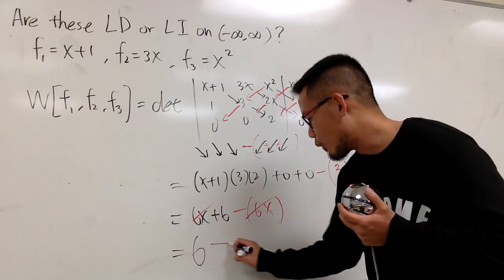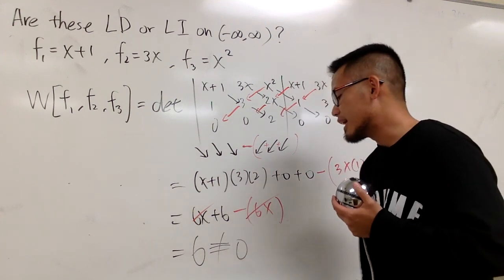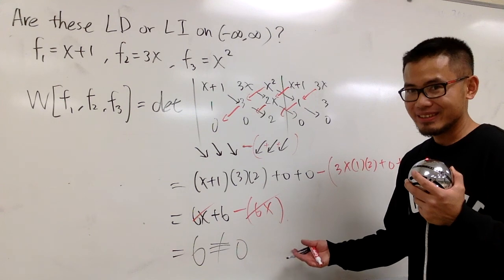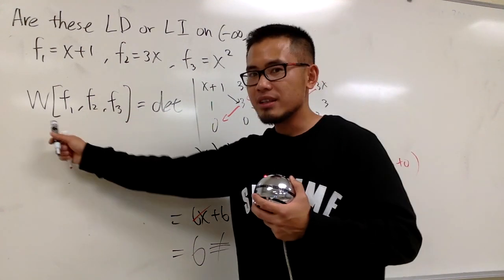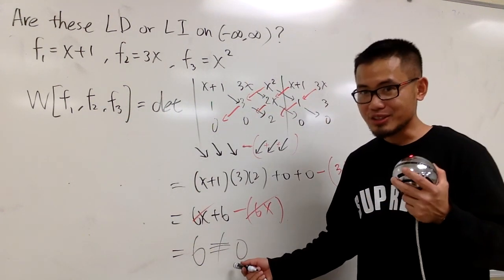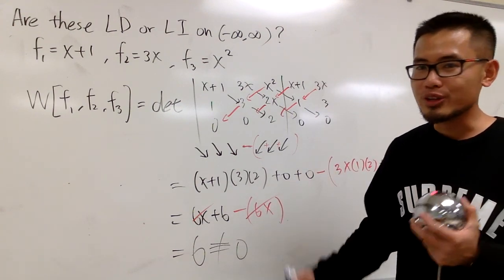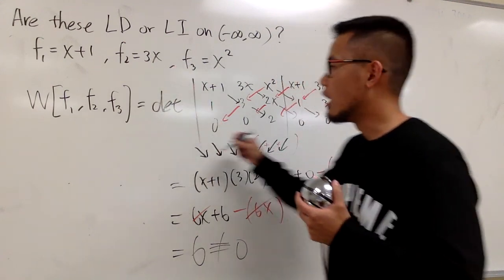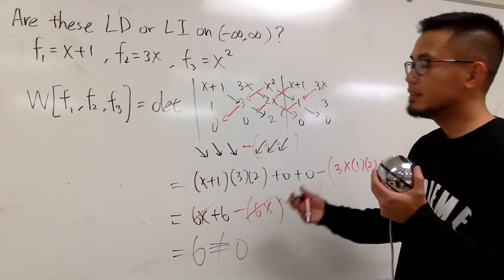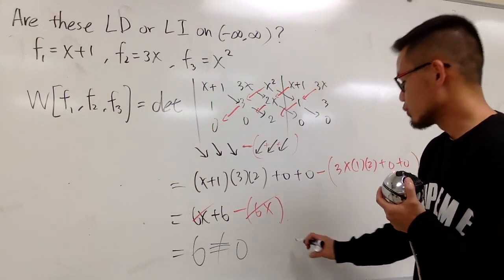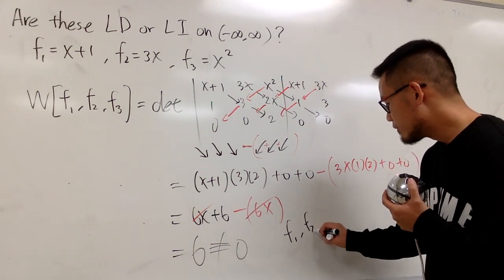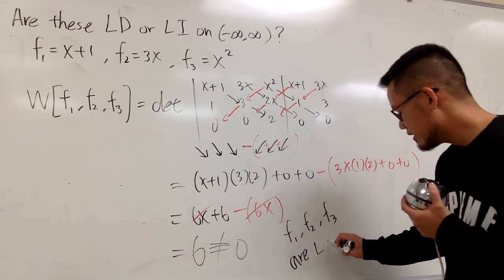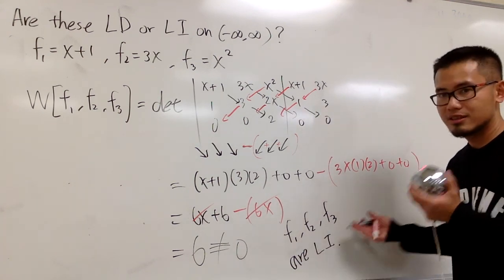Well, this, of course, is not 0. I can indicate that this is not always equal to 0. Therefore, it's good. Remember, if the Wronskian is not equal to 0, that's good, because I can draw a conclusion. This right here shows that these three functions are linearly independent. And it just depends how you want to write it. Maybe I'll say f1, f2, f3 are linearly independent. That's great.